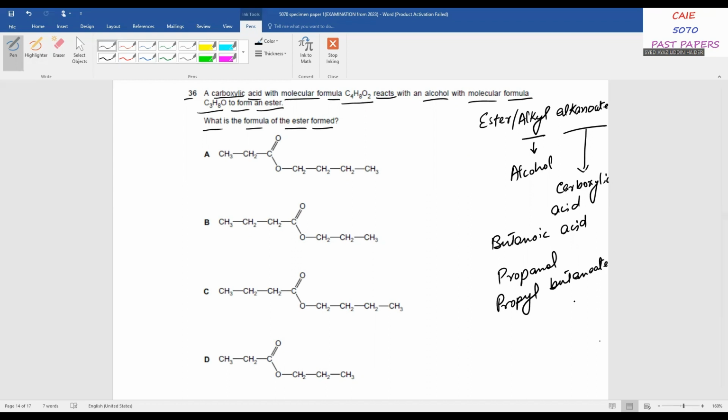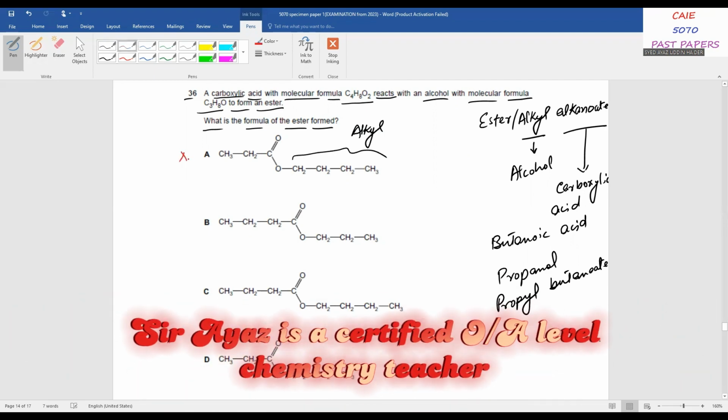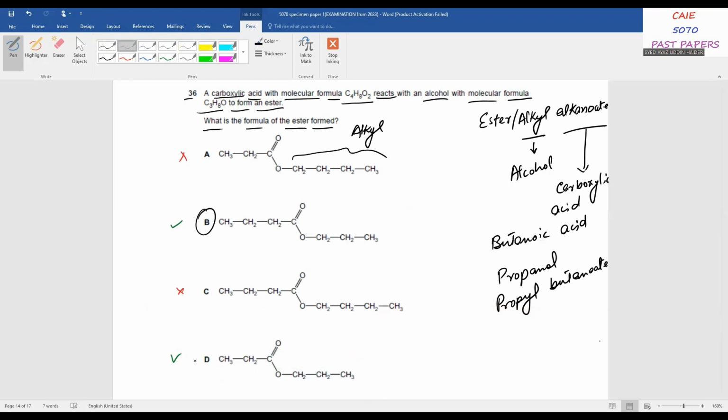On the right hand side, you have the alkyl group. This is the alkyl group, so it must be C3. So choice A is wrong because it is C4, and C is also incorrect because it's also C4. We can either have B or D as the correct answer. Now, what about the alkanoate group? It must be butanoate. Butanoate means there must be 4 carbon atoms. So, choice B should be the right answer. D is also incorrect because there are 3 carbon atoms.